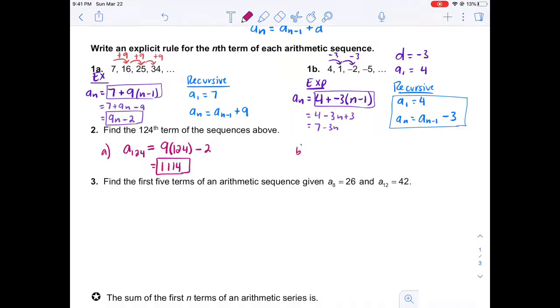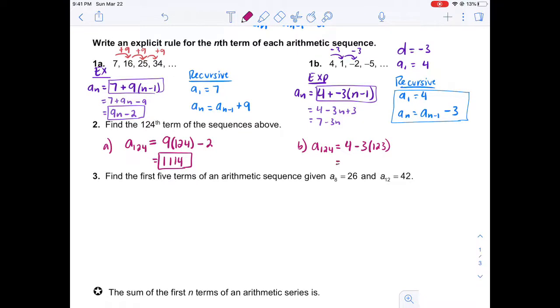Then for B, just so I'll show you, I'll use the non-simplified formula. So if I wanted to find the 124th term of that sequence, if I use the non-simplified, you could use either. It's 4, and then I'll just write that as a -3, times n minus 1. That's 124 minus 1, so that's just 123. So now I need to do 4 minus 3 times 123. And when we work this through, that gives us -365.